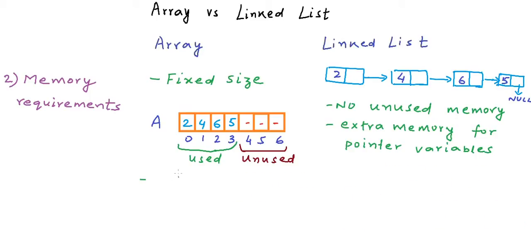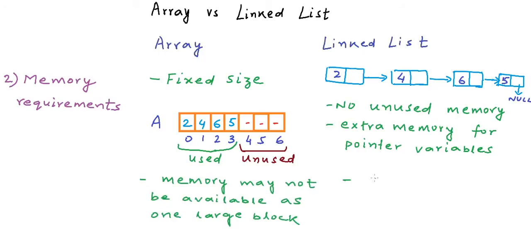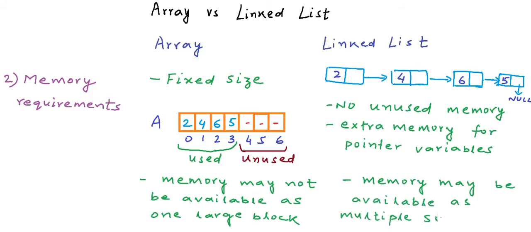Now, one more point with memory allocation. Because arrays are created as one contiguous block of memory, sometimes when we want to create a really large array, memory may not be available as one large block. But if we are using a linked list, memory may be available as multiple small blocks. So we will have this problem of fragmentation in the memory. Sometimes we may get many small units of memory but may not get one large block of memory. This may be a rare phenomenon, but it is a possibility. So this is also where a linked list scores.